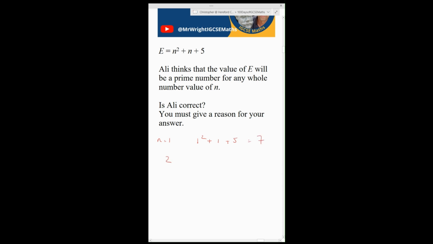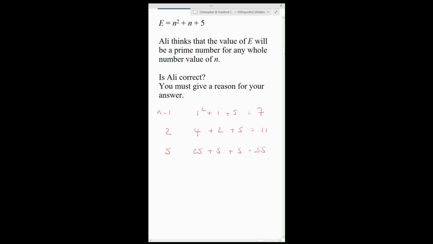If I try n is 2, then I get 4 plus 2 plus 5, which is 11. It is a prime. If I try n is 5, however, I get 5 squared plus 5 plus 5, which is 35, which is not a prime. So is Ali correct? No, because when n equals 5, e does not equal a prime.